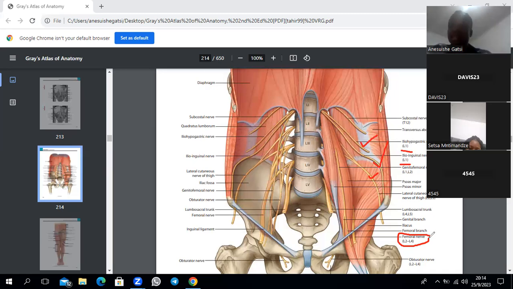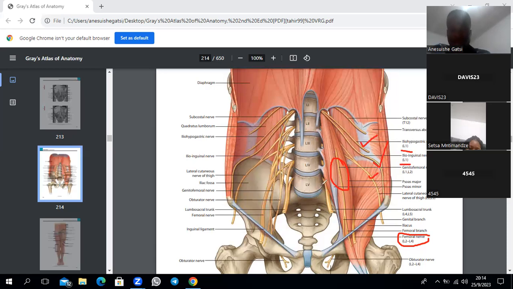Then the one branch that comes off the anterior surface of the psoas major we call the genitofemoral nerve. Genitofemoral means it has a genital branch going to the genitals and a femoral branch going to the thigh. That's how we call it genitofemoral. This will have nerve roots L1 and L2.